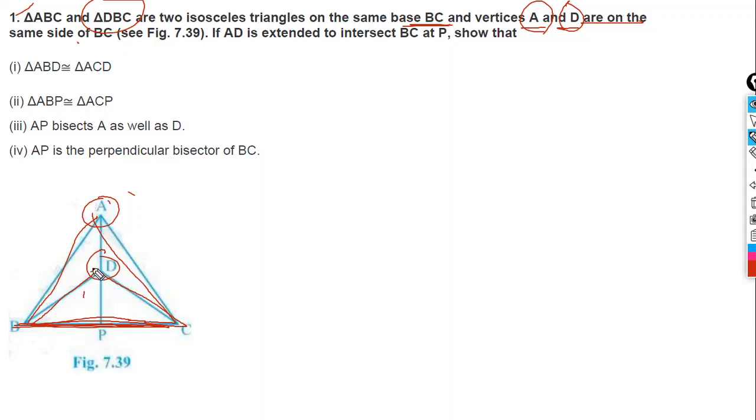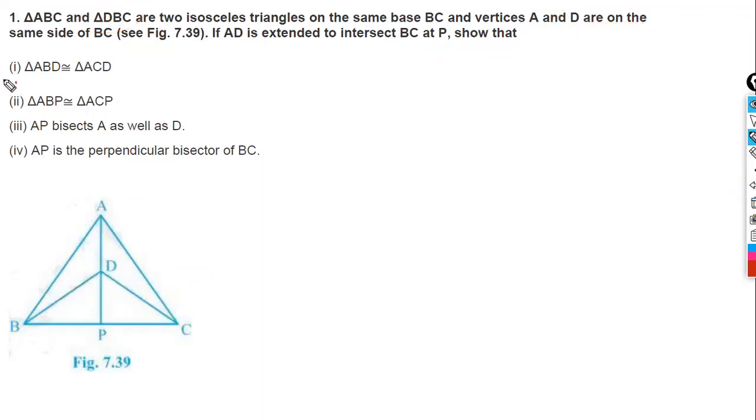If AD is extended to intersect BC at P, now what will we do? We will extend AD to intersect BC at P. So this is what we have to draw. Then we have to show.